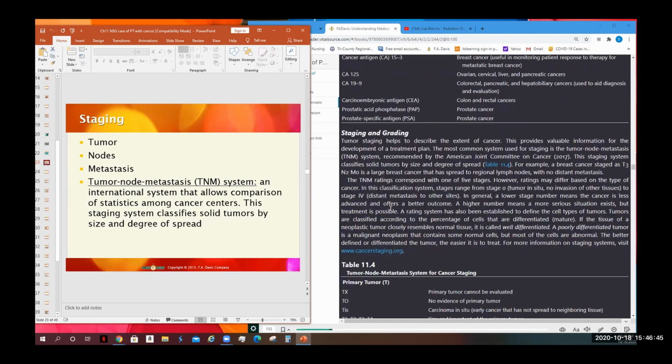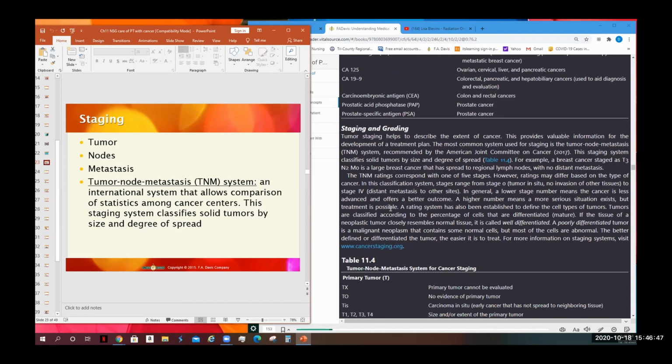Staging and grading. Tumor staging helps to describe the extent of the cancer. This provides valuable information for the development of a treatment plan. The most common system used for staging is the tumor node metastasis (TNM) system, recommended by the American Joint Committee on Cancer. This staging system classifies solid tumors by size and degree of spread.